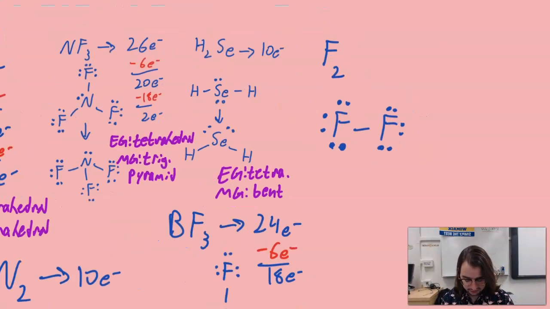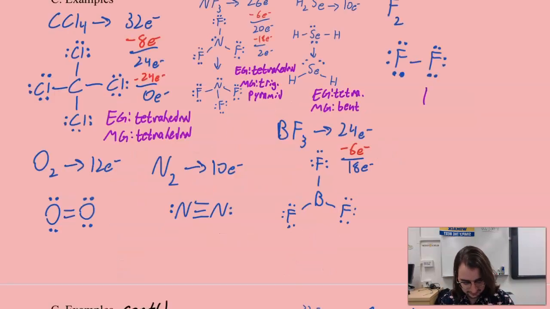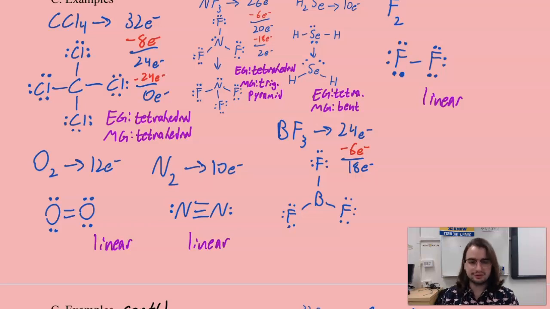F2, O2, and N2, they all have linear geometries, whether that be electron geometry or molecular geometry. Anytime you just see a line and it's just two elements, it's always going to be linear for both molecular geometry and electron geometry.